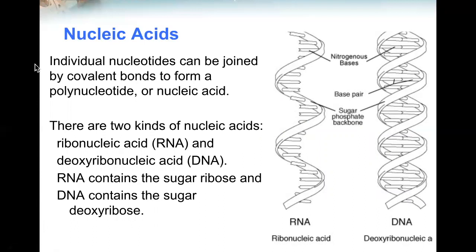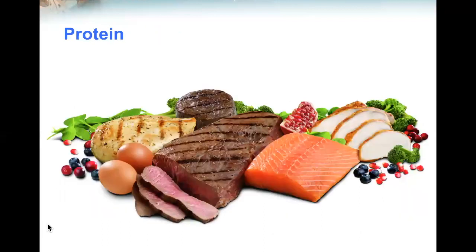Individual nucleotides can be joined by covalent bonds to form a polynucleotide or nucleic acid. There are two kinds of nucleic acids: ribonucleic acid, RNA, and deoxyribonucleic acid, DNA. RNA contains the sugar ribose, and DNA contains the sugar deoxyribose. Protein.